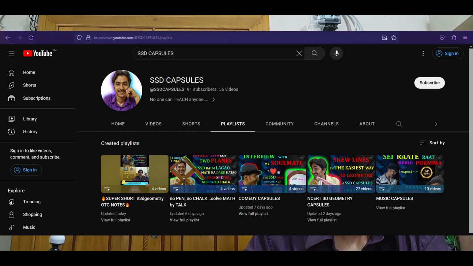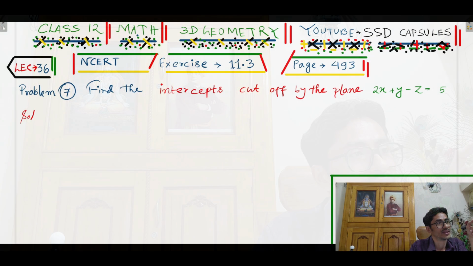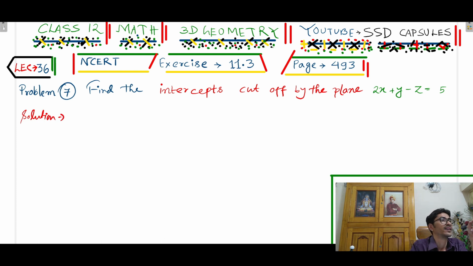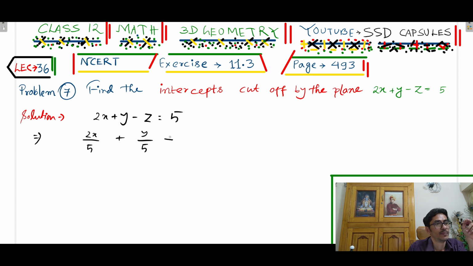So here the equation of the plane is given as solution. The equation of the plane is 2x plus y minus z equal to 5. So here we divide both sides by 5. 2x by 5 plus y by 5 plus z by minus 5 equal to 1, which implies x by 5 by 2 plus y by 5 plus z by minus 5 equal to 1.